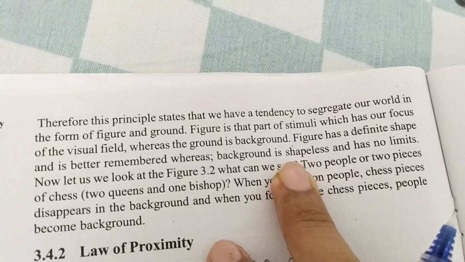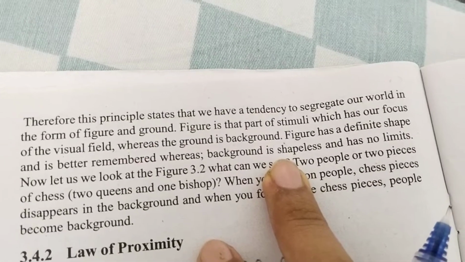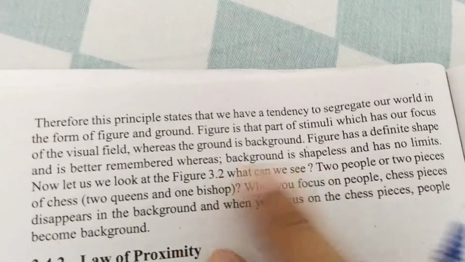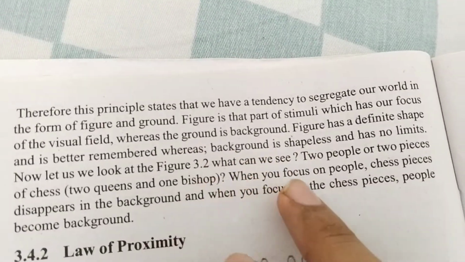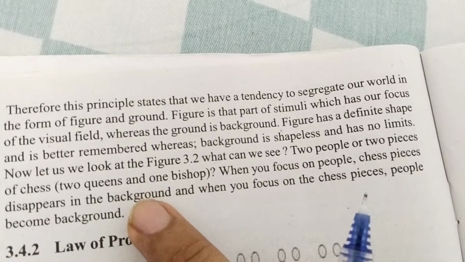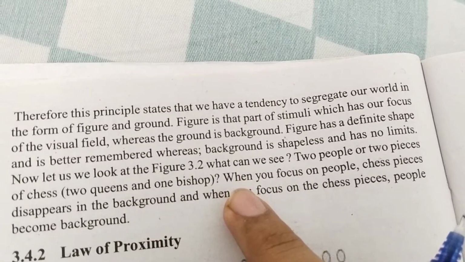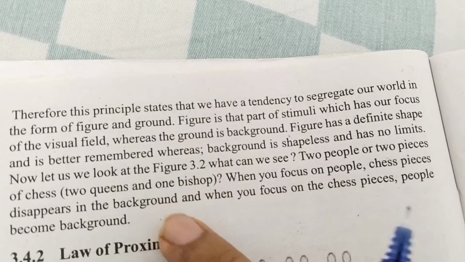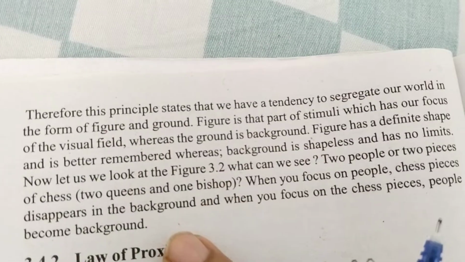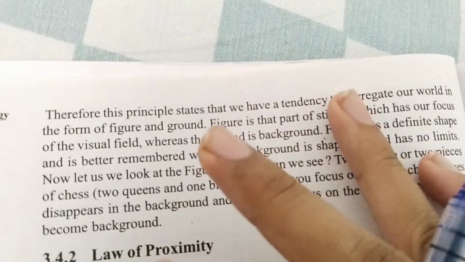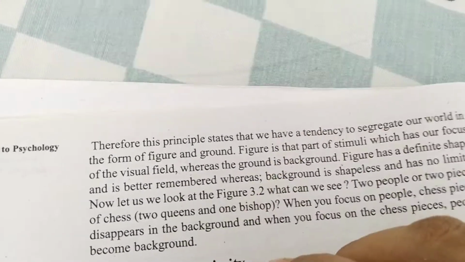This applies to many other areas too, not just looking at some picture. Two people or two pieces of chess, two queens and one bishop. When you focus on people, chess pieces disappear into the background, and when you focus on the chess pieces, people become the background. So they can interchange. It's not like the background is set or defined. It depends upon you. It depends upon what you focus on.